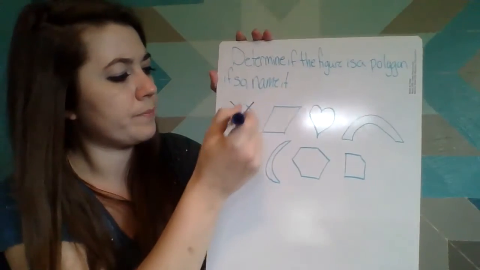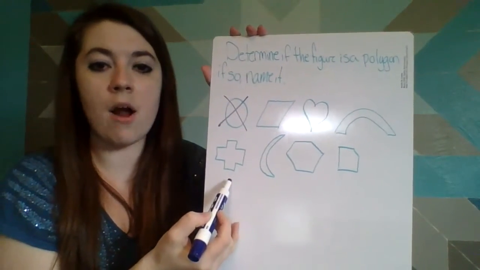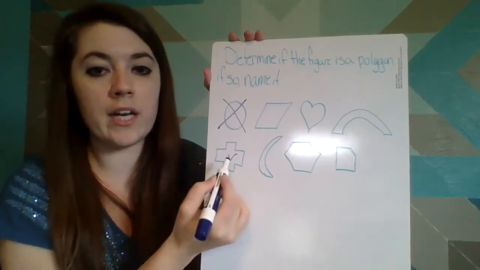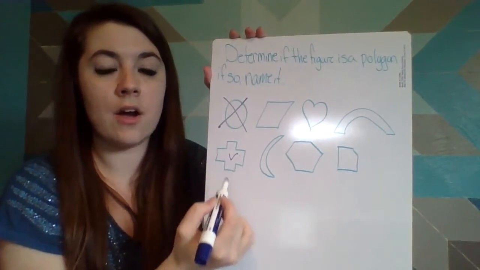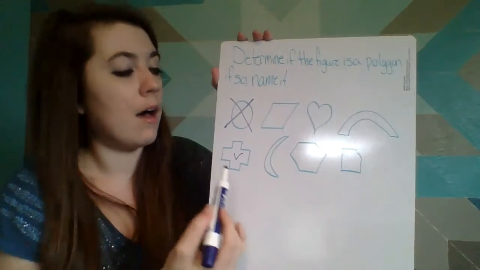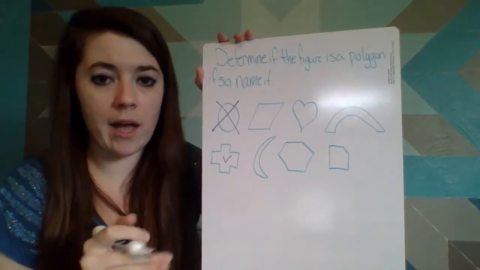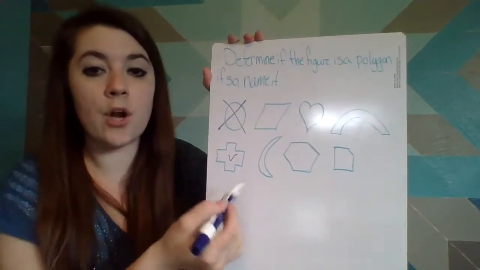Nope, it's a circle. Is this down here a polygon? Yes, it is. It is a closed figure. All the sides are line segments. It's not three-dimensional, so anytime you have a three-dimensional figure, that is not a polygon. And it doesn't overlap itself.